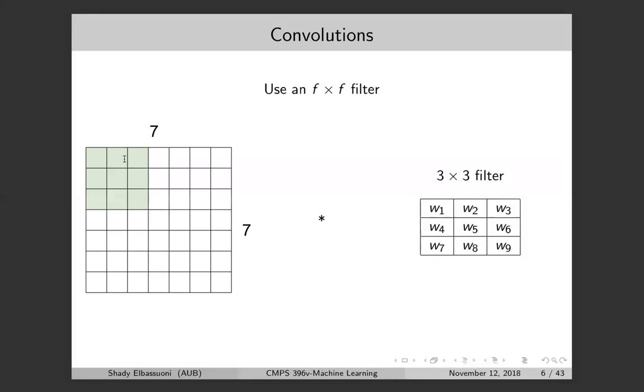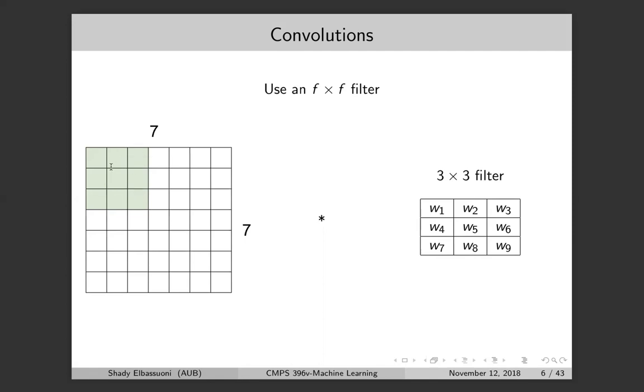You take a 3 by 3 part of the image. So we have here a 7 by 7 image. You take a 3 by 3 part of it, and you convolute it with these weights. So you multiply the value of the pixel or the feature by the corresponding weight, and you sum. So it has W1 times this pixel plus W2 times this pixel plus W3 times this pixel plus W4 times this pixel, and so on.